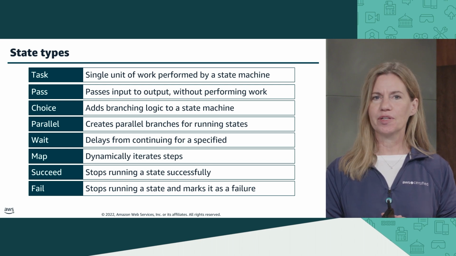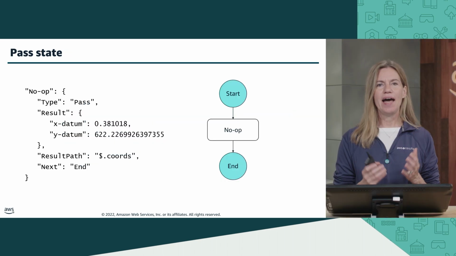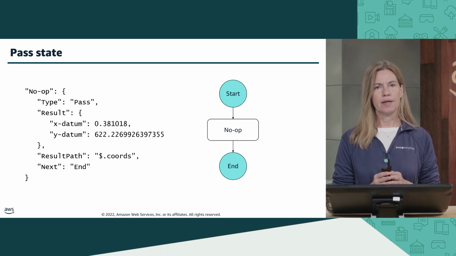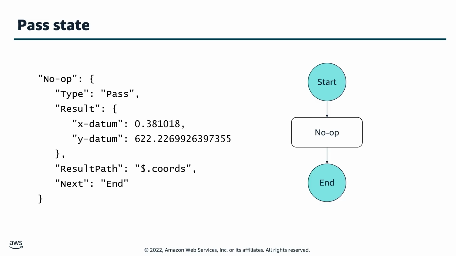Let's take a closer look at each of these states and how they are used in Step Functions pipelines. A pass state passes its input to its output without performing work. Pass states are useful when constructing and debugging state machines. The slide shows an example of a state machine that consists of a single pass state. When the state machine runs, it injects some fixed data, which might be useful for testing purposes.